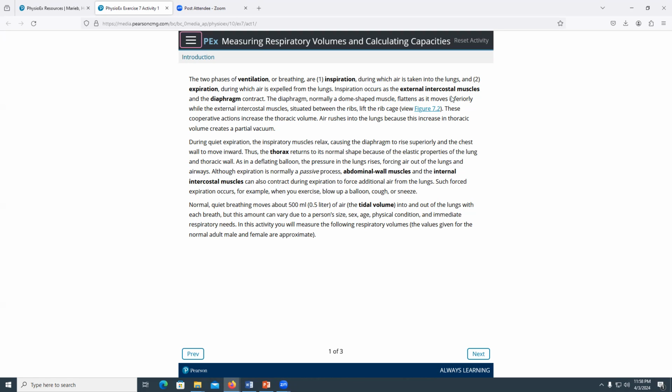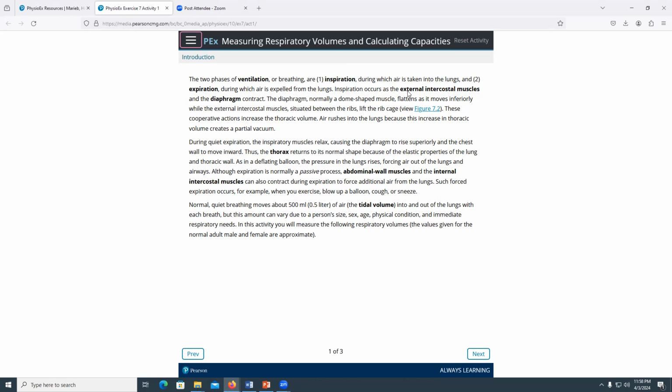Inspiration occurs as, so this is very counterintuitive because for both inspiration and expiration, we use intercostal muscles, but we don't only have one type of intercostal muscles. We have external intercostal muscles and we have internal intercostal muscles. Inspiration begins with an N. So you may assume that in inspiration, we use internal intercostal muscles. No, we use external intercostal muscles in inspiration.